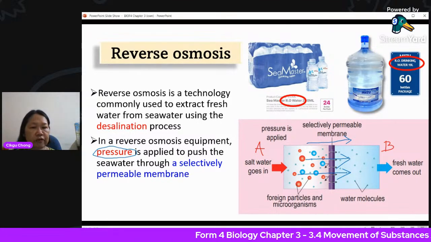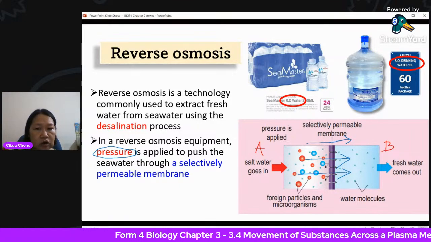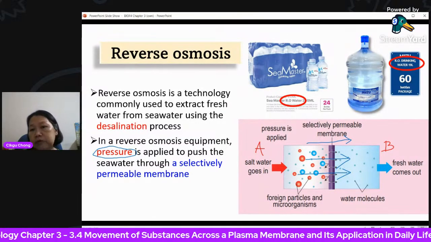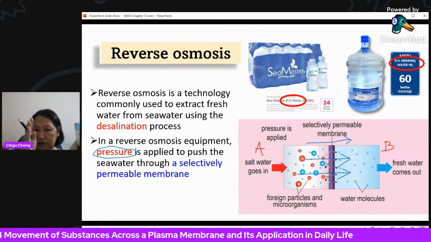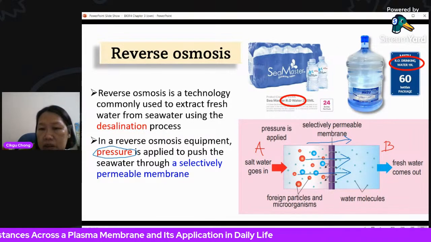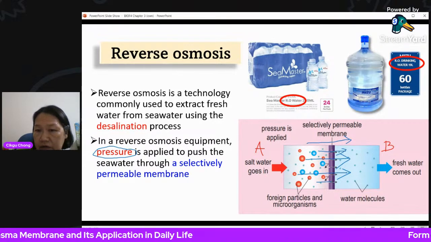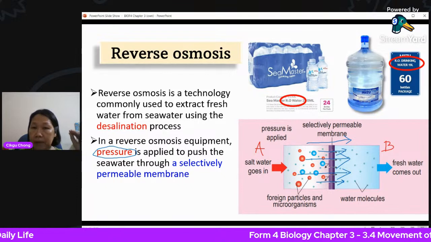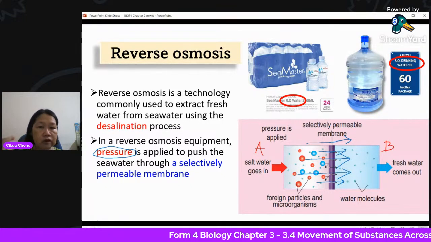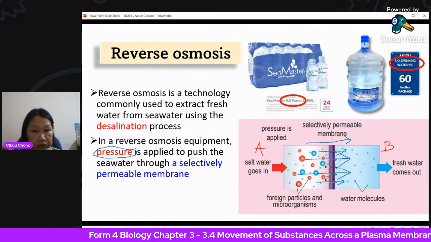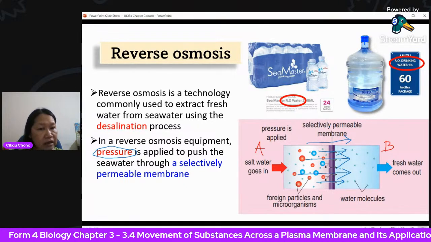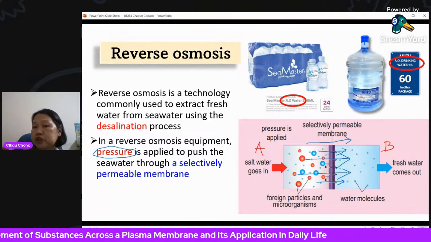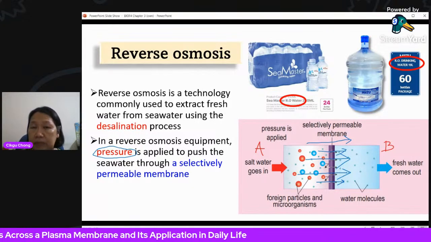When you apply pressure from the side that has a lot of foreign particles and salt, the pressure will push the water through. So you can see, because of the selectively permeable membrane, only the water will be able to pass through. Of course, you have to push up. If you don't push up, B will go to A. But if you apply pressure, the water from B will not pass through to A. On the other hand, water from A will be able to go to B. So the water will be pushed through the selectively permeable membrane.